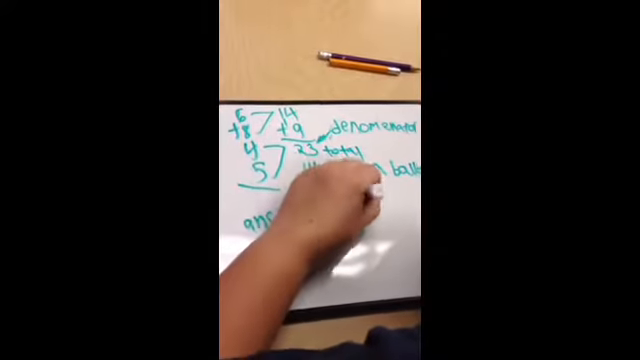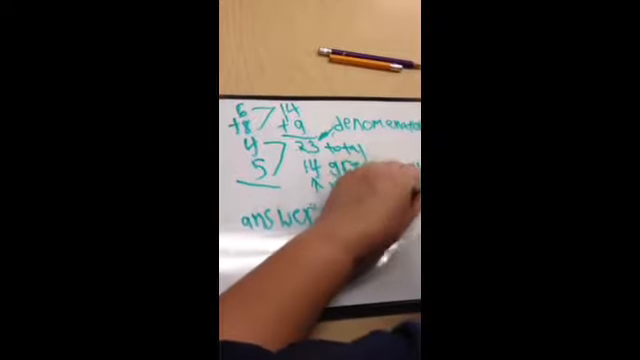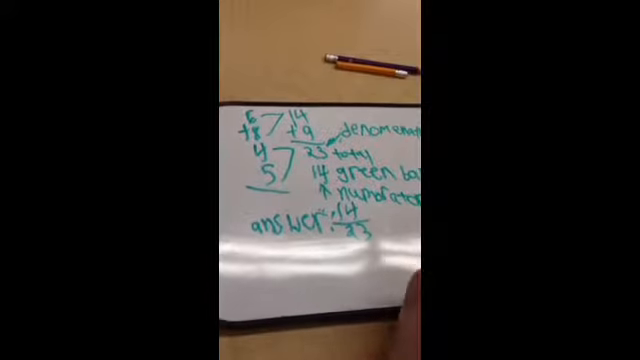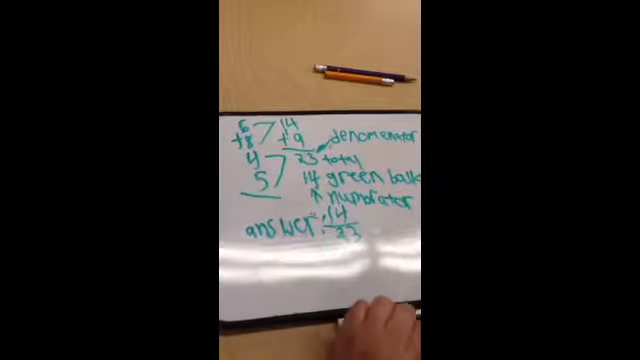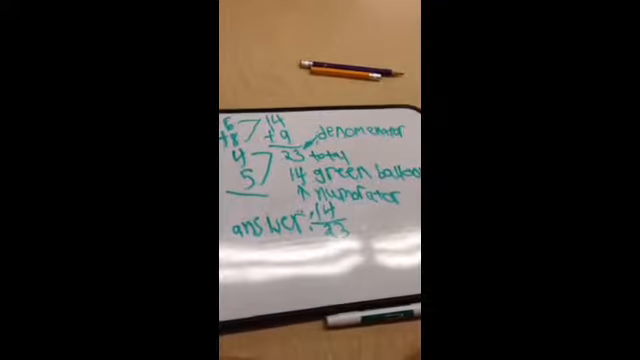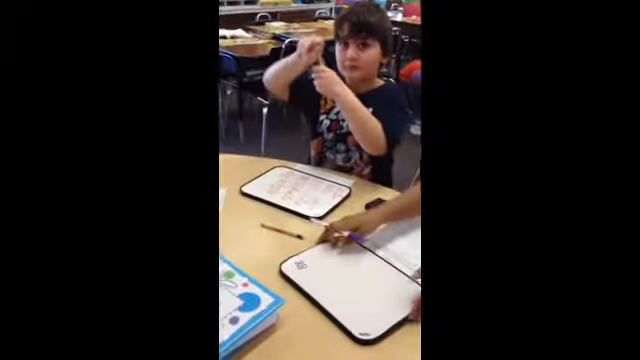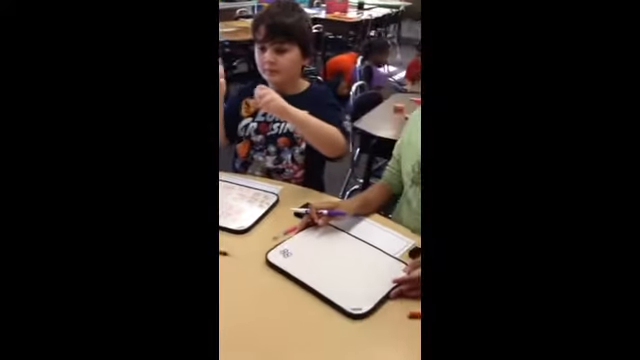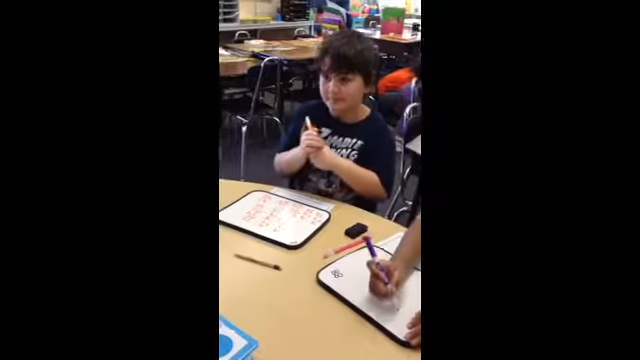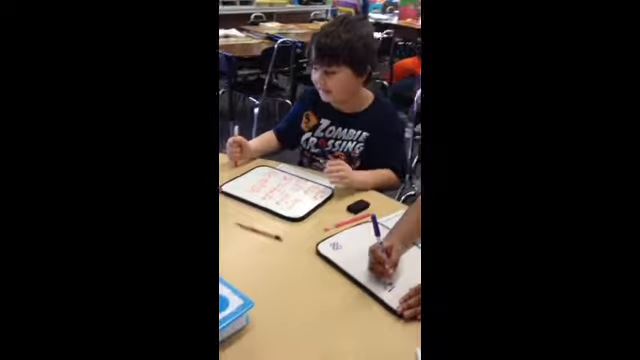Oh, you got that. So now what about Tyler? 8 and 4 is 12. How can you do 12 times 8? Why don't you try that? Got to your answer? All right, we're going to take a look at Brax.